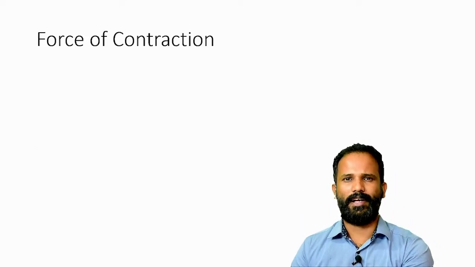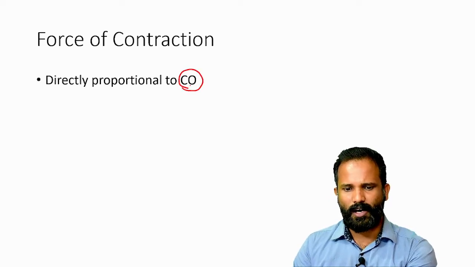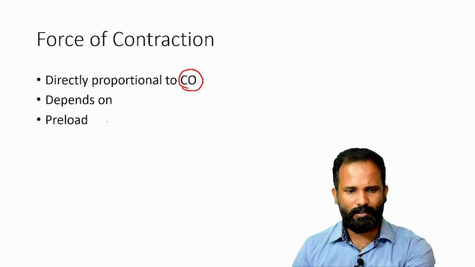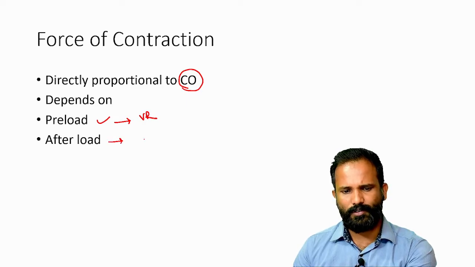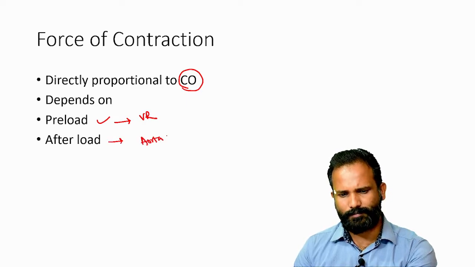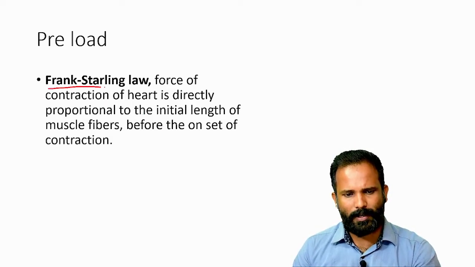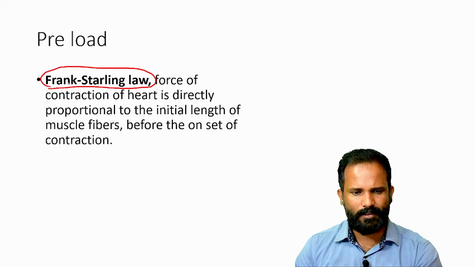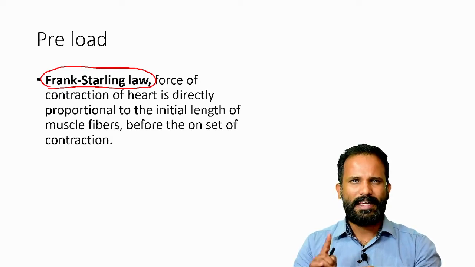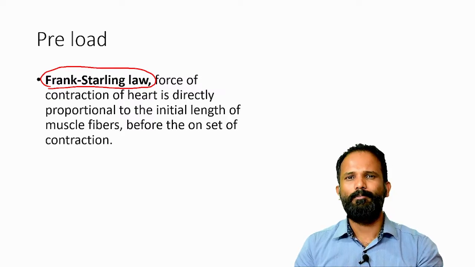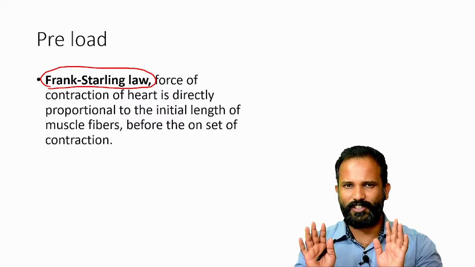Force of contraction. As we mentioned, force of contraction is directly proportional to the cardiac output and depends on two factors: preload, which is nothing but venous return, and afterload, which is the load in the aorta. Preload is explained by a law called Frank-Starling's law. What it says is force of contraction is directly proportional to the initial length of the muscle before the contraction, and that initial length of the muscle should be within physiological limits.